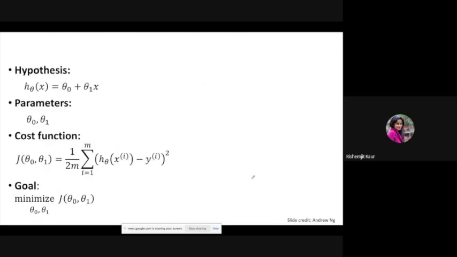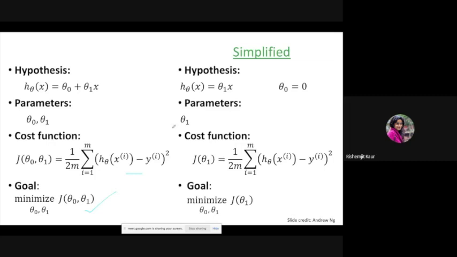Now, we have seen our hypothesis and our parameters that we want to optimize. This is our cost function, and this is the goal that we have. We have to minimize this cost function. For the time being, we will simplify it. We will only assume that we have theta 1 x. We will ignore theta 0 and set its value equal to 0. We are just doing it for simplification so we can understand the mathematics behind it. Later on, we will realize that even including theta 0 doesn't make a difference. We have to treat it in the same way, right?